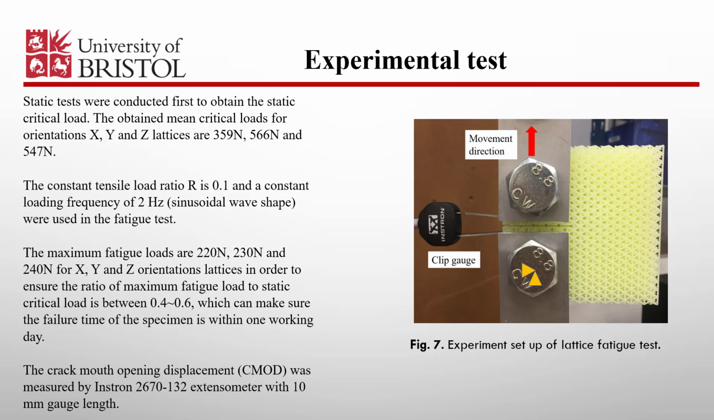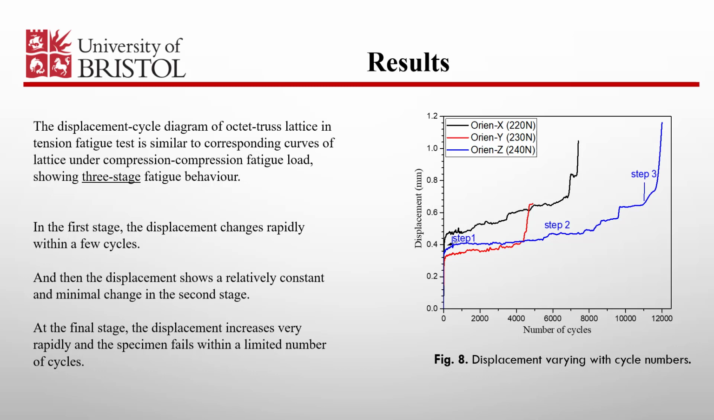The crack mouth opening displacement was measured by an extensometer with 10 mm gauge length. The setup of the octet-truss lattice fatigue crack propagation test is shown in Figure 7. The typical displacement varying with cycle numbers curves for octet-truss lattices are shown in Figure 8. The displacement cycle diagram of the octet-truss lattice tension fatigue test is similar to the corresponding curves of lattice under compression fatigue test, showing three-stage fatigue behavior.